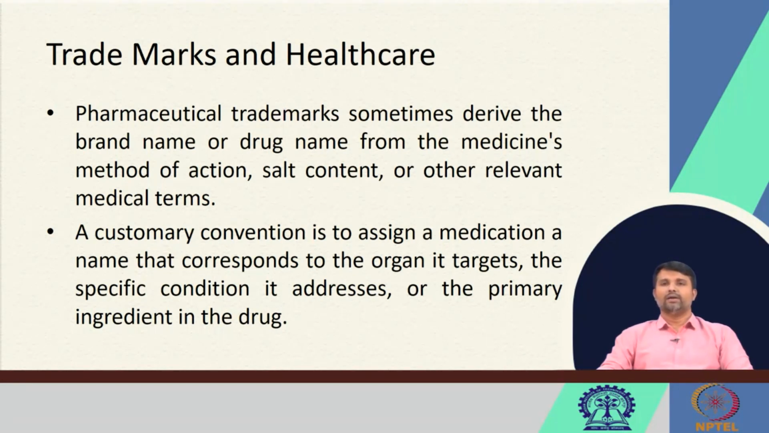So, you might have heard the names of various tablets or ointments which are available over the counter. They may have names which have some relation with the disease for which it is intended or with the chemical composition of that particular drug. So, it is a common practice in the pharmaceutical industry to derive the nomenclature from at least a part of the organ it targets, the specific disease condition or the primary ingredient in the drug.